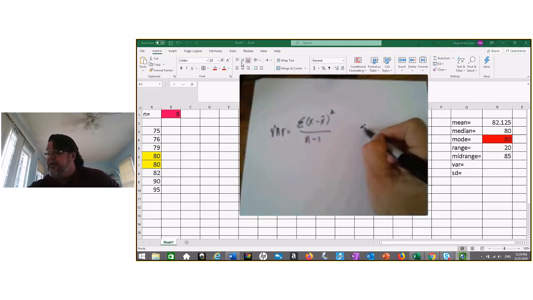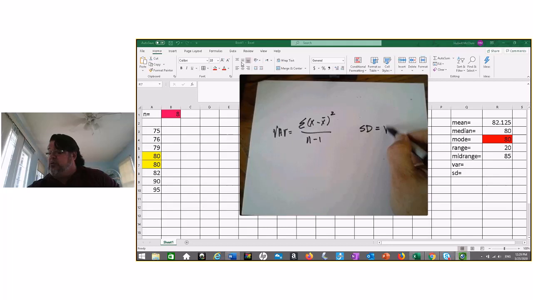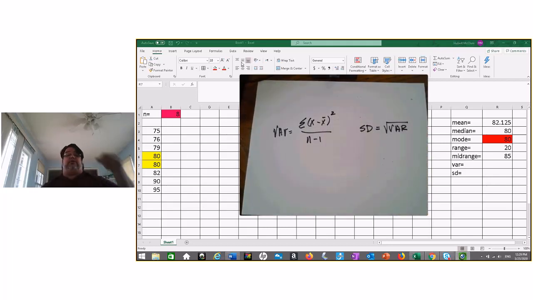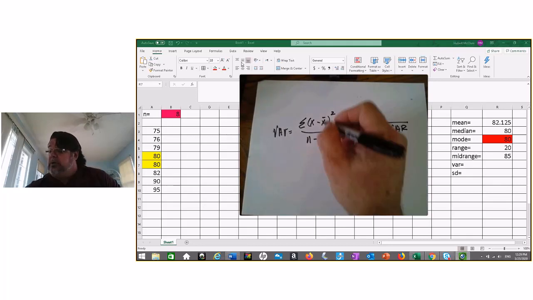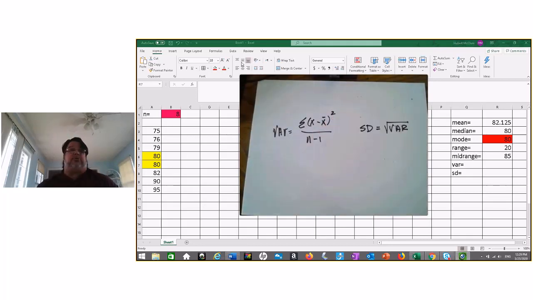And the standard deviation is always equal to the square root of the what? The square root of the variance. So I need you to write those two down. And I'm talking to people because most of the class is going to watch this video today.